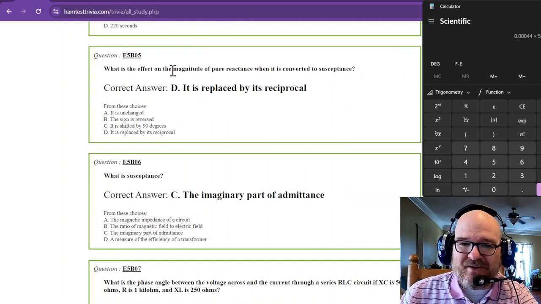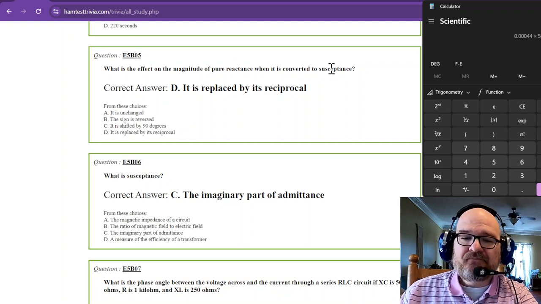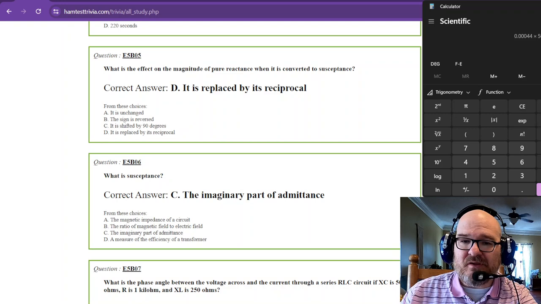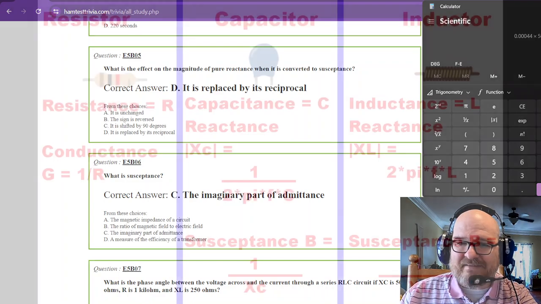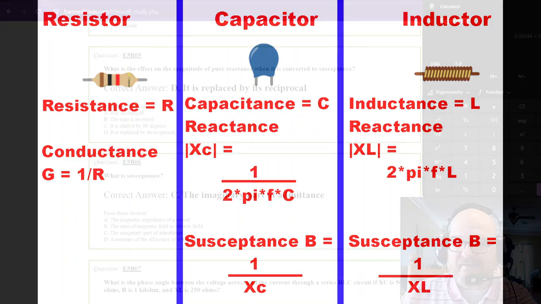What is the effect on the magnitude of pure reactance when it is converted to susceptance? We're talking about the reciprocal again. It is replaced by its reciprocal. So going back to this again, you have capacitive reactance and inductive reactance. Susceptance is just the reciprocal of that capacitive reactance or inductive reactance.